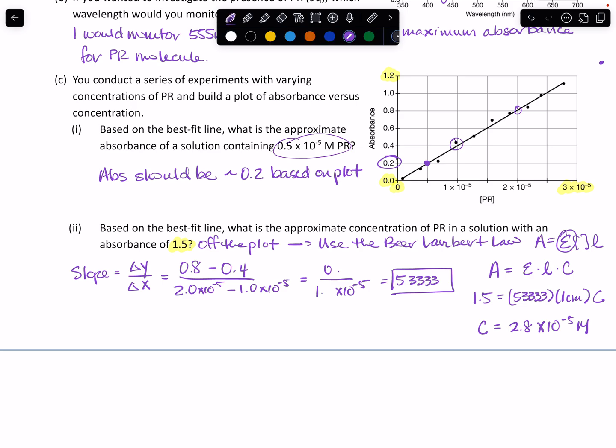But since we're fixing it, we might as well just do it. So we're going to have 0.4 up top, 1 on the bottom. And oh yeah, that's a big difference. Now it's 40,000 for that slope. That's my problem. So we divide 1.5 by 40,000, and we get 3.8 times 10 to the negative fifth molar. Now that makes a whole lot more sense, because the absorbance is higher than my maximum on my plot, and my concentration value should be higher than my maximum concentration of 3. So now this makes a lot more sense.